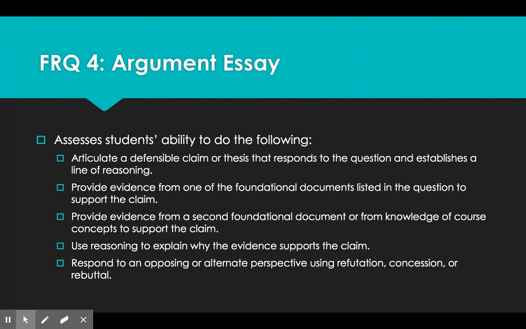So what the argument essay asks you to do is write your thesis and establish that line of reasoning. Use 2 pieces of evidence, one coming from one of the required foundational documents to back up your thesis. You have to use that reasoning to explain why your evidence supports your thesis. And then you have to respond to that opposing viewpoint. So this is why you get more time to write the argument essay. There's more involved in that.